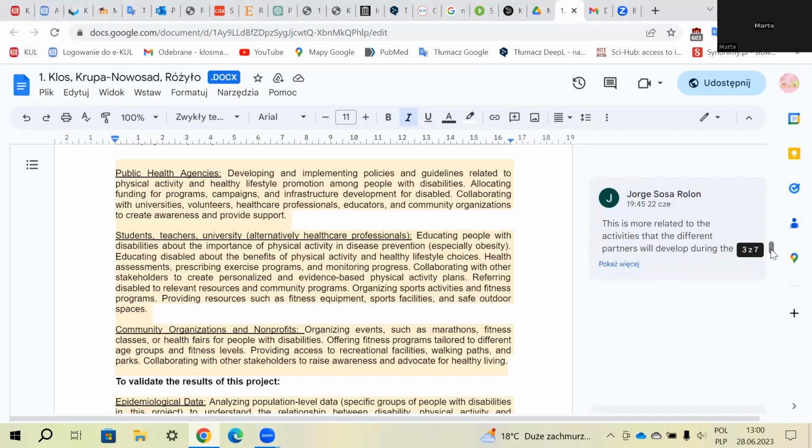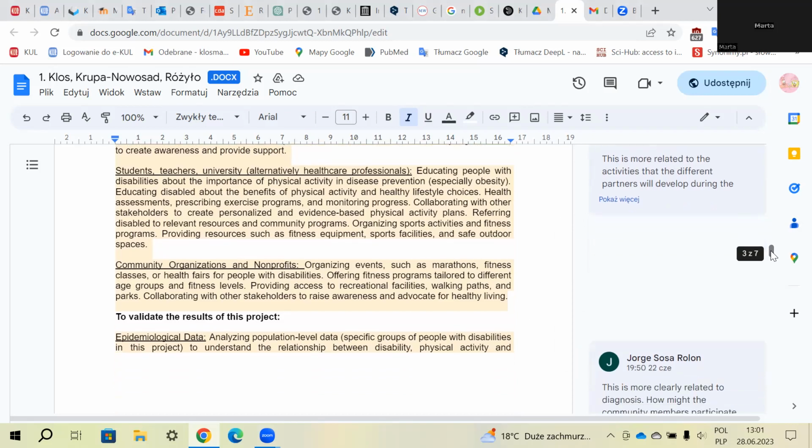Then we have some diagnosis from each of the stakeholders, from public health agencies. So, as I said, healthcare professionals, some guidelines, some educators in healthcare. And then we have students, teachers, university. So here we have educating people with disabilities about the importance of physical activity in disease prevention, not only physical, but also mental activity. And then some community organizations and non-profits. And here we have some events, marathons, fitness classes, and some other good physical activity for people with disabilities.